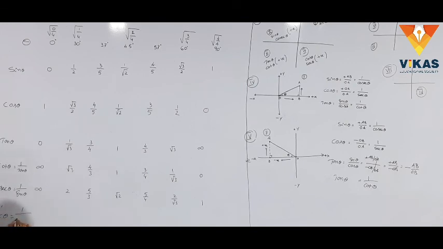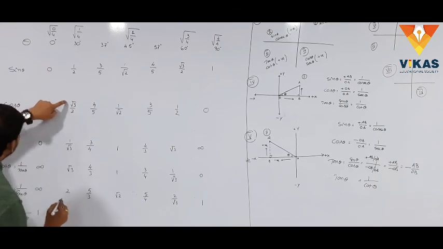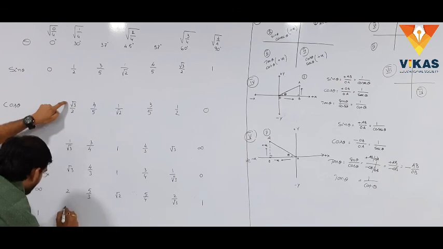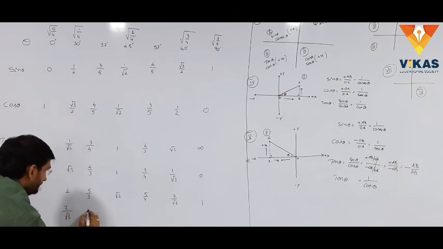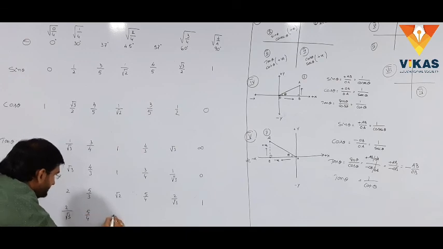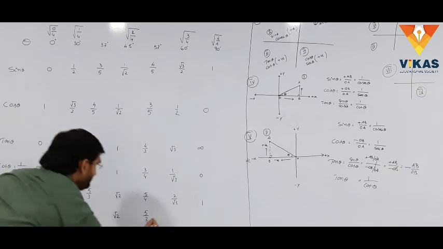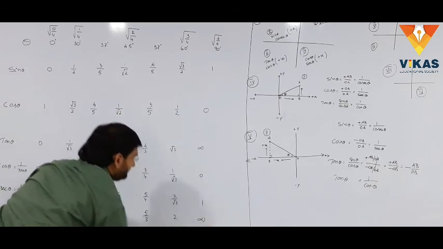Simply, secant theta equals the reciprocal of cos theta. 1 by 1 is 1. Here cos theta is root 3/2, so the reciprocal is 2 by root 3. Simply reverse like this: this is 5 by 4, this is root 2, this is 5 by 3, and this is 2. This is infinity.